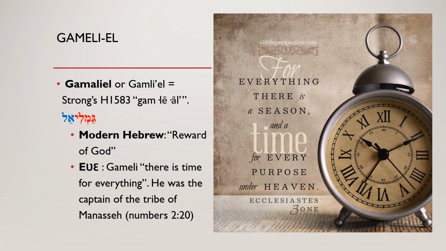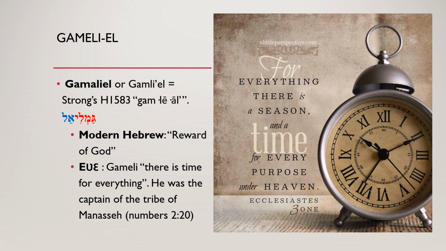Again, the El or Al is just to tell you that this name has to do with the Most High God. Let's examine this name in Ewe. Gameli in Ewe means there is time for everything. Gamaliel is found in Numbers 2:20. He was the captain of the tribe of Manasseh, which I told you in the first video means I will provide the law. Manasseh. So Gamali is there is time for everything.